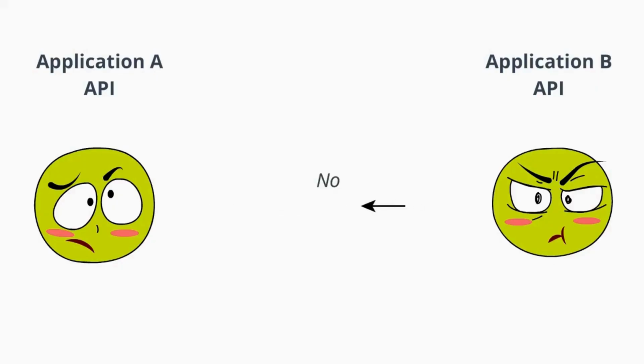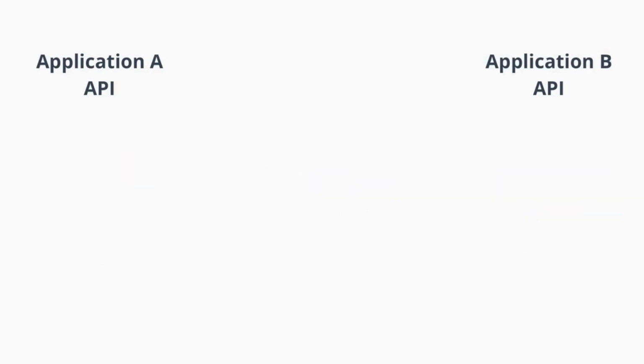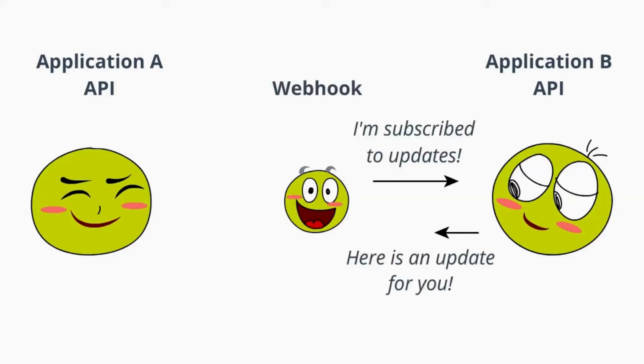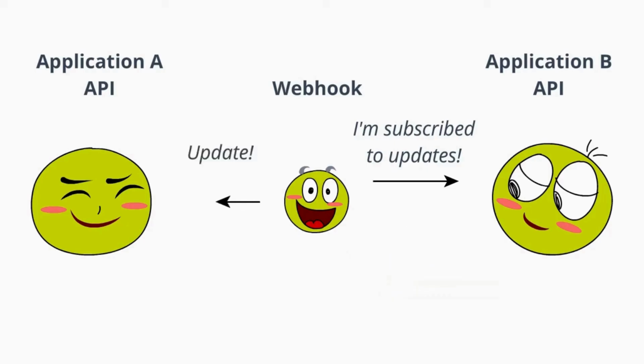So, what exactly is a webhook URL? Think of it as a messenger that delivers real-time data from one application to another. It's like having a direct line of communication between different software systems, allowing them to interact seamlessly.